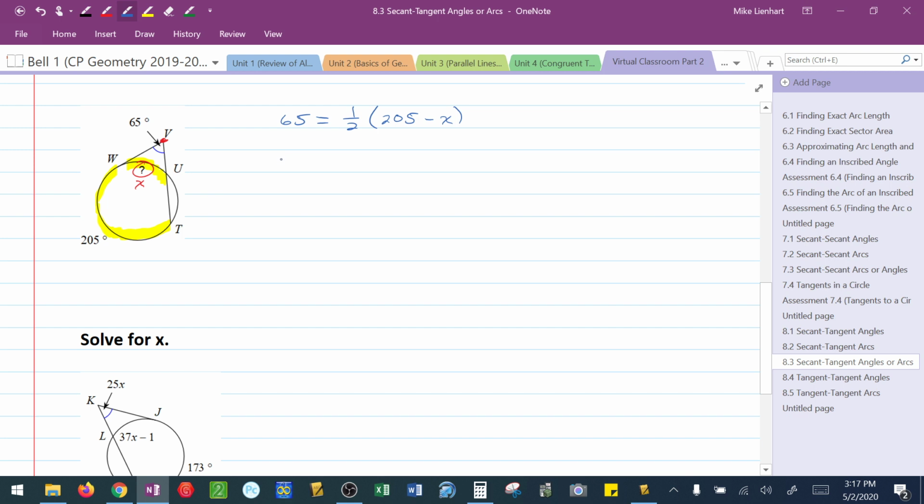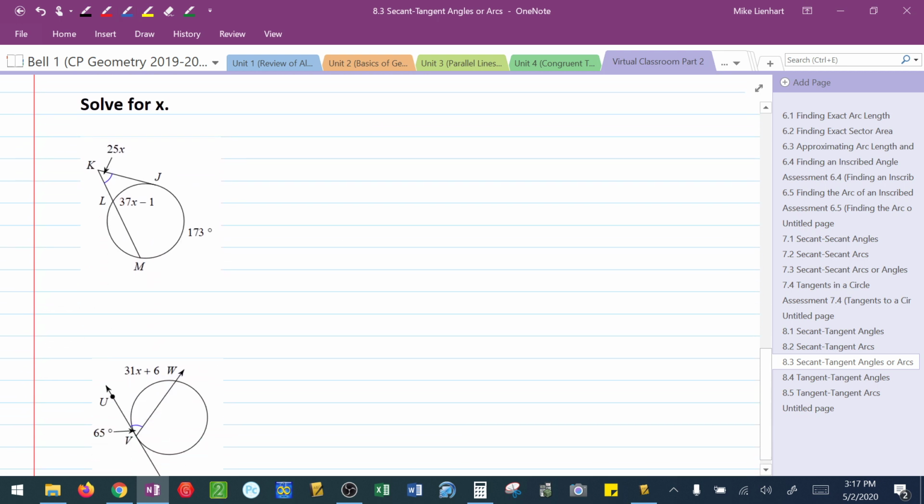So I'm going to double the 65. That's going to give me 130 is equal to 205 minus x. I subtract 205 from 130. That gives me negative 75 is equal to negative x, or x is equal to 75. All right. There's a couple more examples where they bring in a little bit more with variables.